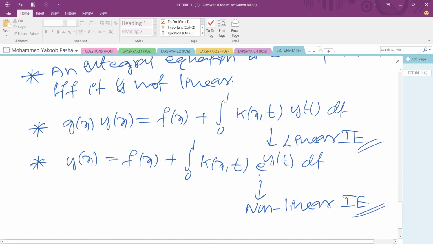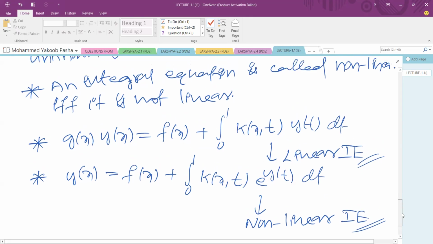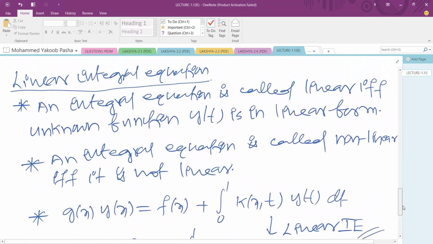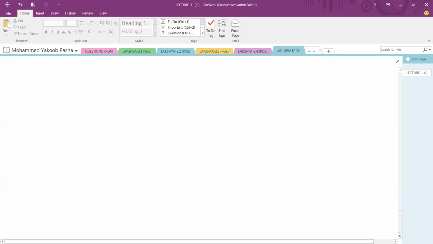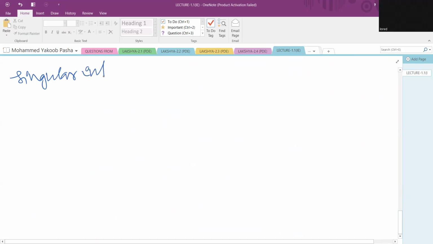This is the best example for non-linear integral equation. E power y of t, or sin y of t, or cos y of t. Such types of integral equations are called non-linear. We can remember: when y of t is linear, that is called a linear integral equation. Otherwise, non-linear integral equation. These are the two examples of linear and non-linear integral equations. And one more classification depending on y of t is the singular integral equation.